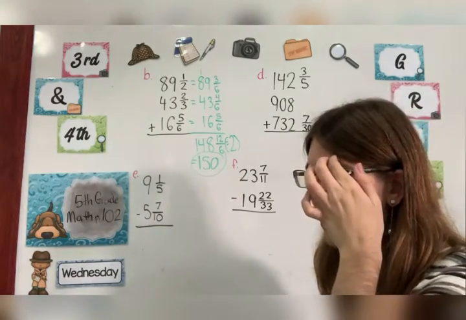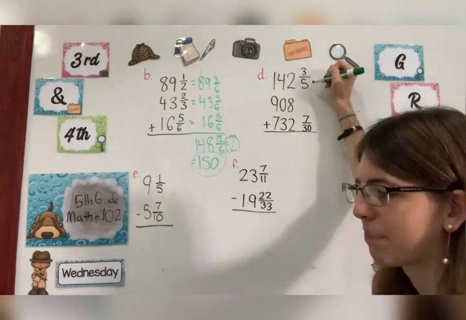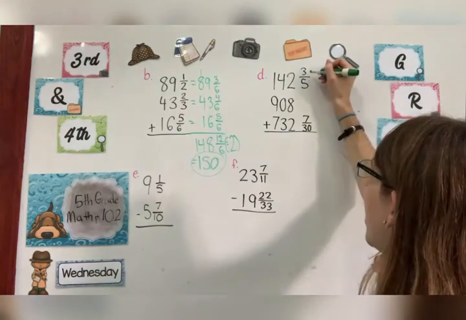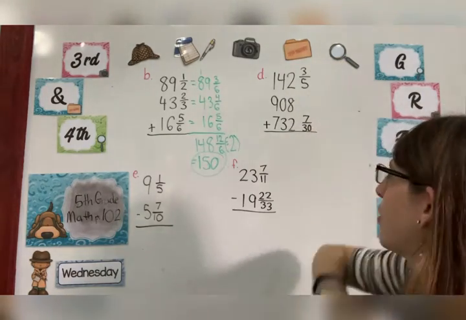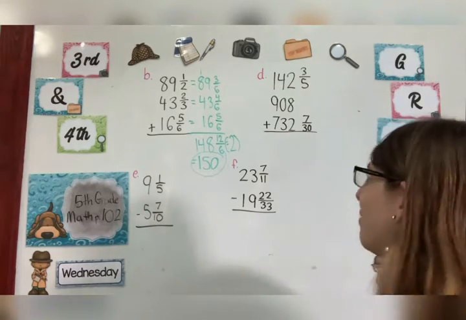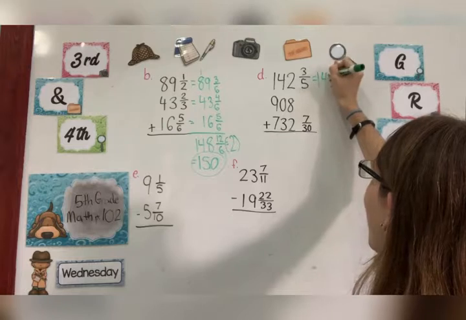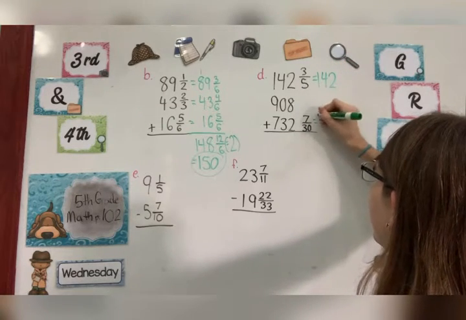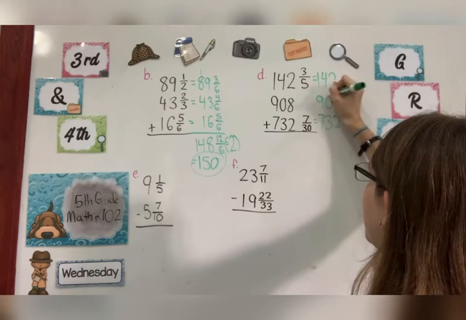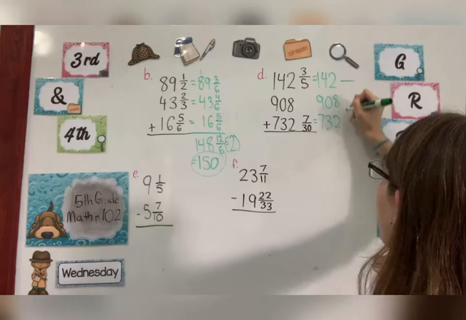All right, now let's go on to, excuse me, letter D. I have 3/5 and 7/30 as my fraction. They don't have the same denominator, so I have to bring everything over and find the common denominator. I'm going to bring over my 908 too, even though it doesn't have a fraction, just so I don't forget it. All right.